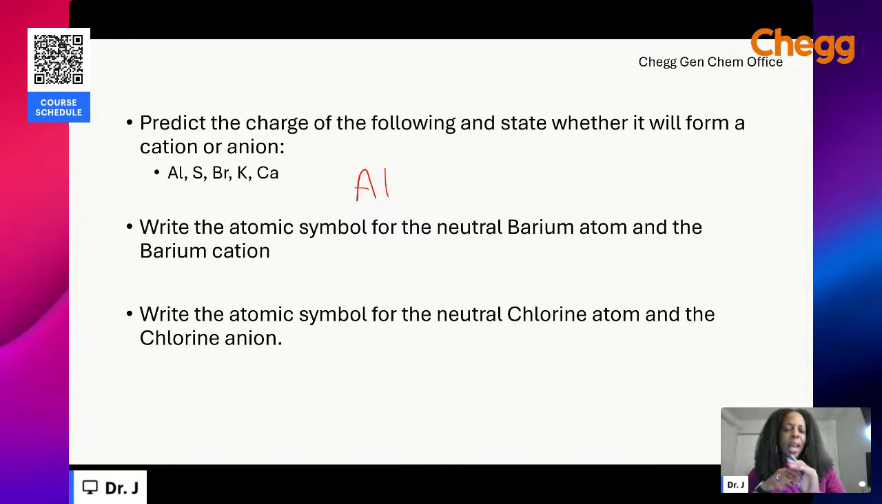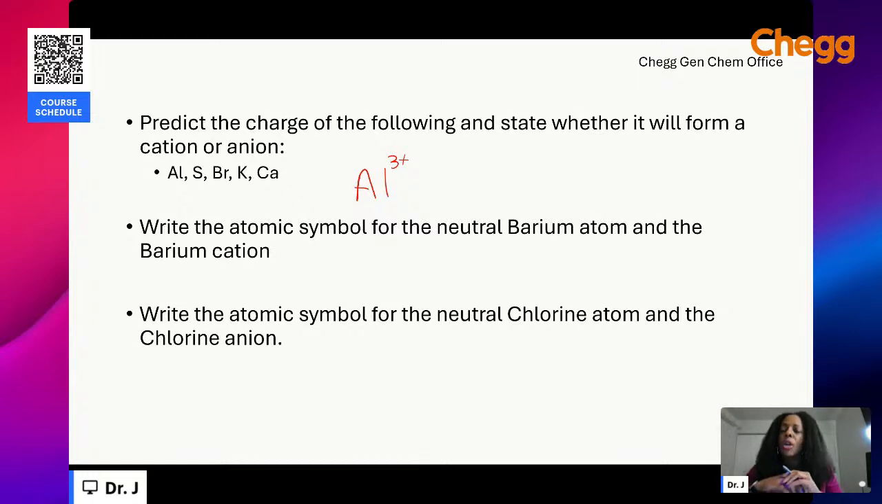What you should be saying is, if it had 3, I'm going to kick those 3 out. I lose 3 negative electrons. So that means aluminum is going to become positive 3. Okay. All right.